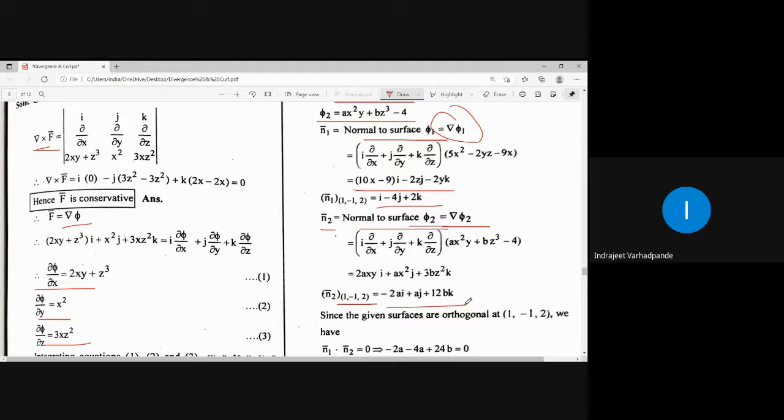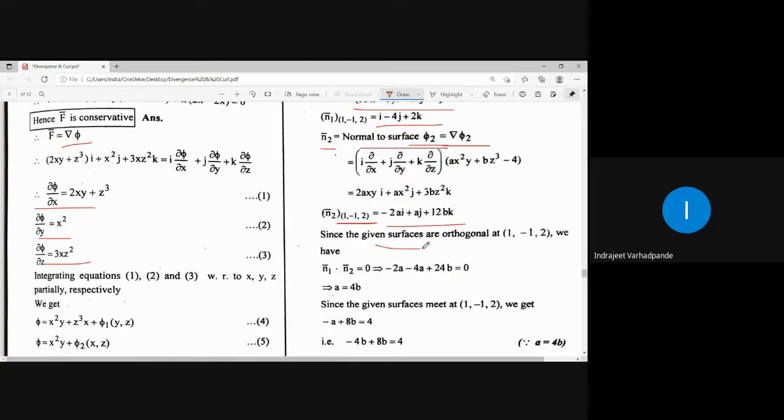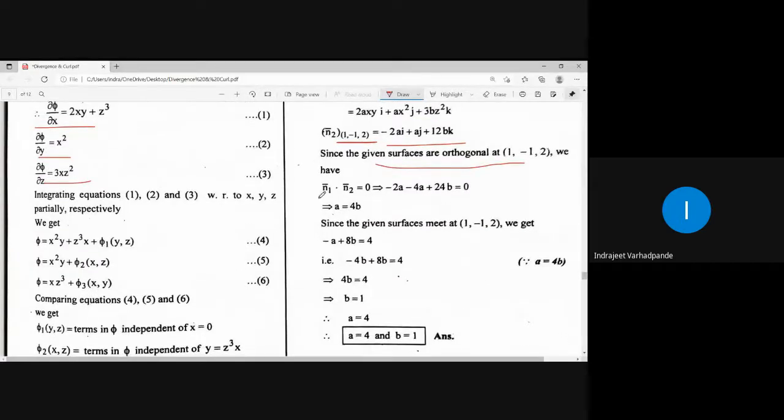Now, it cuts orthogonally means the angle is 90 degrees. With the help of the dot product, I know that a bar dot b bar is ab cos theta, and cos 90 is 0. So a bar dot b bar comes out to be 0. Whenever I say that it cuts orthogonally, the dot product between the gradients we have calculated for the two surfaces will be 0. So since the given surfaces are orthogonal at (1, -1, 2), we have n1 dot n2 equal to 0.